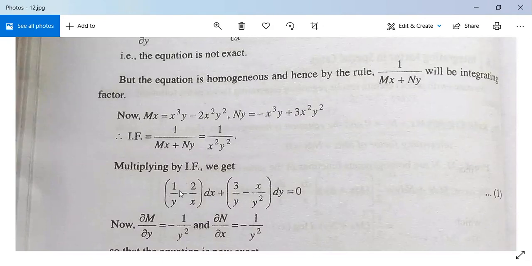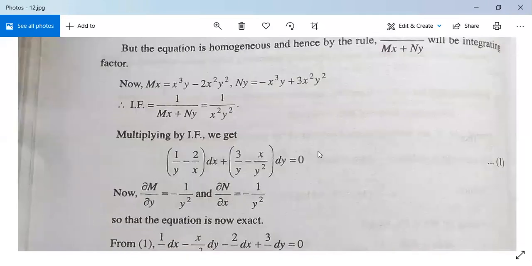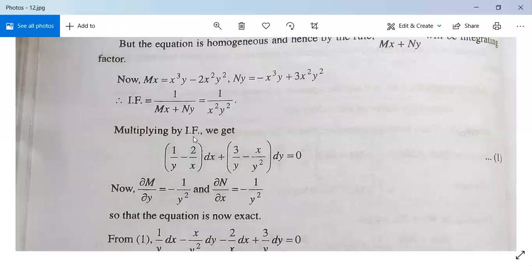You can see it very easily. It is not a tough task. Now differentiate. This is our modified m and this is our modified n. The partial differentiation of m with respect to y is minus 1 upon y square, and the partial differentiation of n with respect to x is minus 1 upon y square. See, both of them are equal. So this equation now becomes exact.